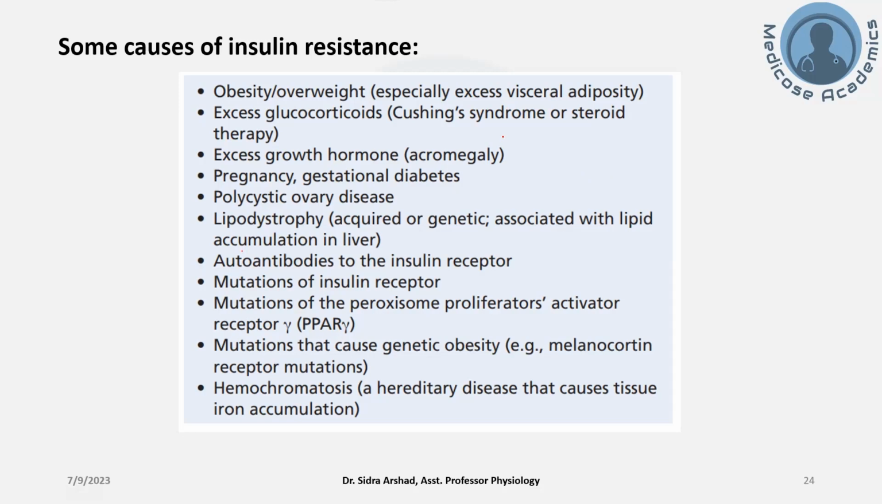Excessive glucocorticoids, especially seen in Cushing syndrome or steroid therapy, can also cause insulin resistance. Excessive growth hormone, as in acromegaly: these hormones, cortisol and growth hormone, are also known as diabetogenic hormones because they bring about increased plasma glucose levels, which initially stimulates the pancreas to produce insulin.